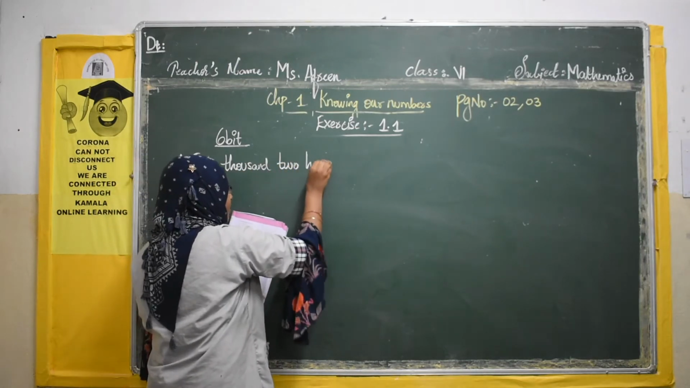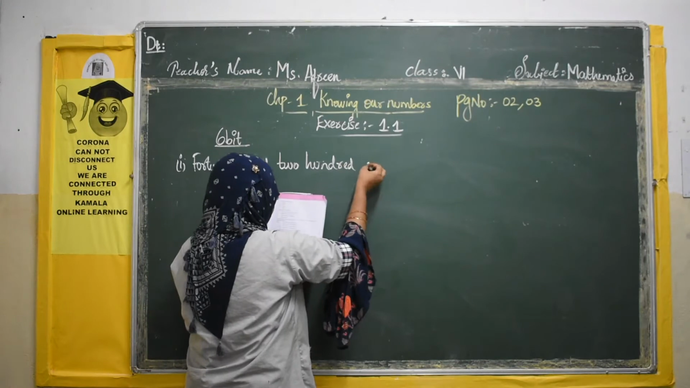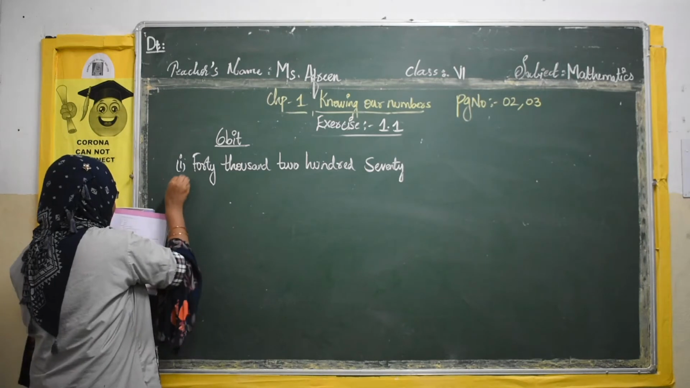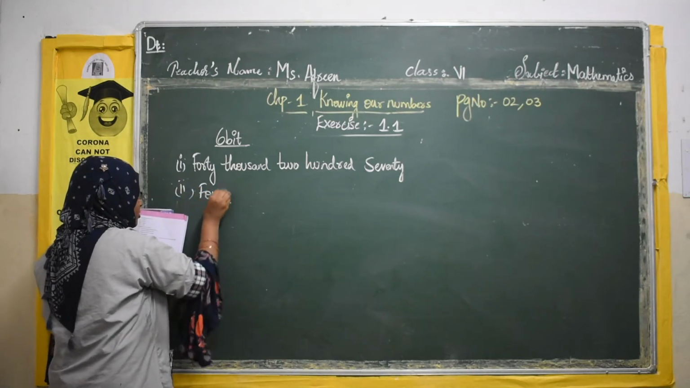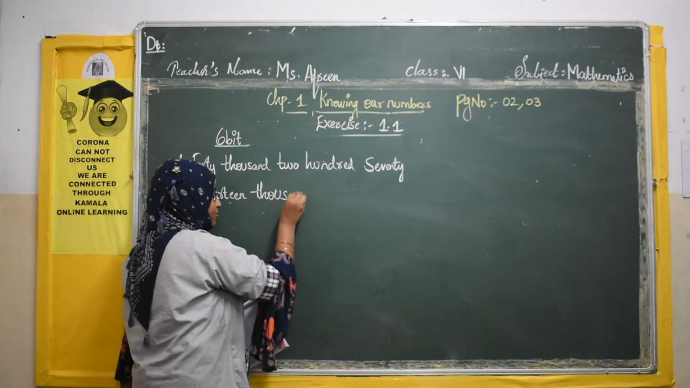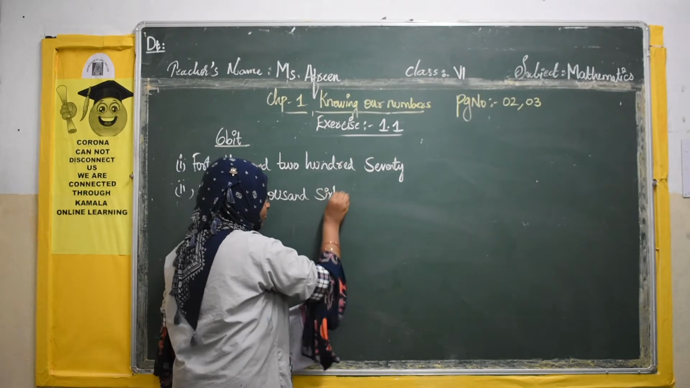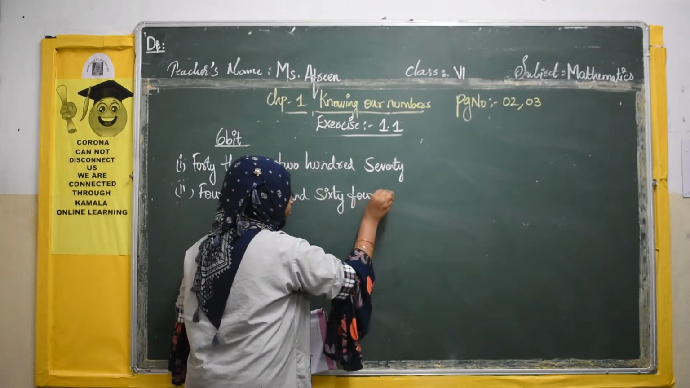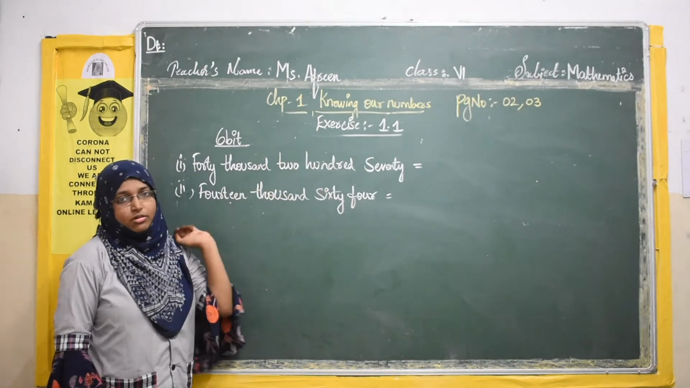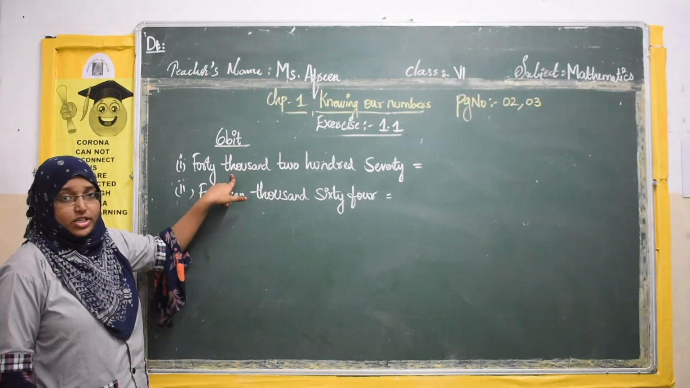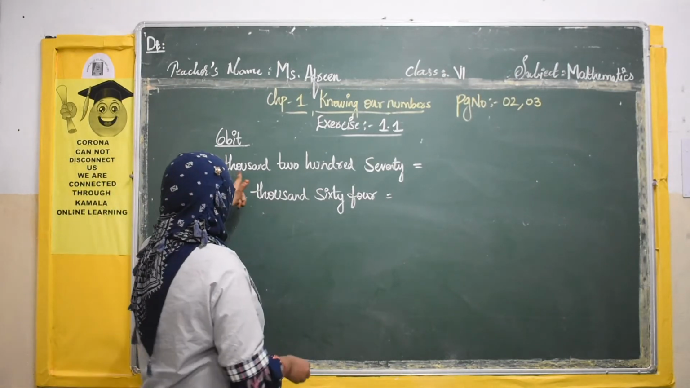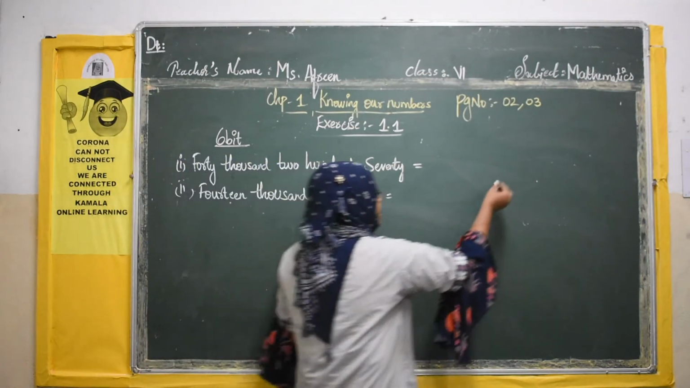40,270. Next, the second one is 14,064. Right. Now we have been given number names. We will convert this into numbers. So first we will check what is the highest place. In the first one, the highest place is ten thousands place. So it's 40,000, not 4,000.